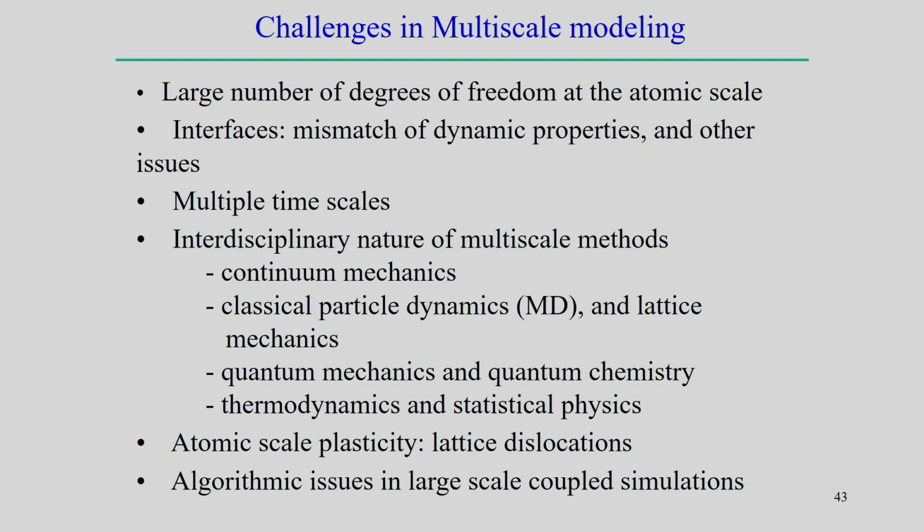We can say that if we go lower down the scale, there is a large number of degrees of freedom, a large number of variables actually involved at the atomic scale, whereas at the higher scale the degrees of freedom gradually decrease. Other difficulties in multi-scale modeling are the interfaces: how to represent the interfaces and the mismatch of the dynamic properties, because interfaces act through dynamic behavior. So it is quite possible to have a mismatch of the dynamic properties at the interfaces.